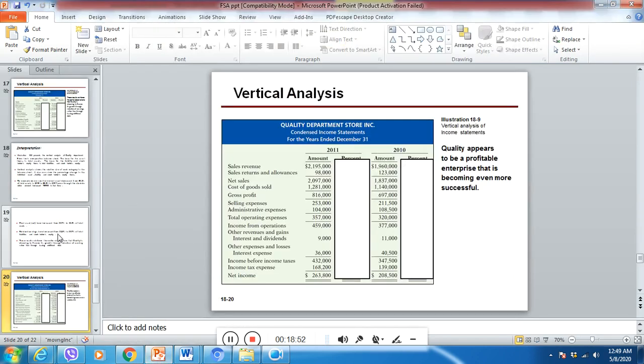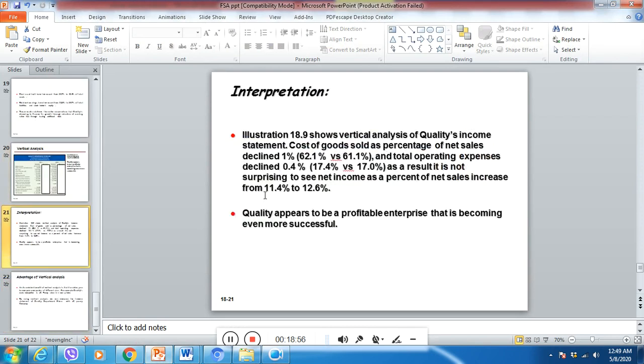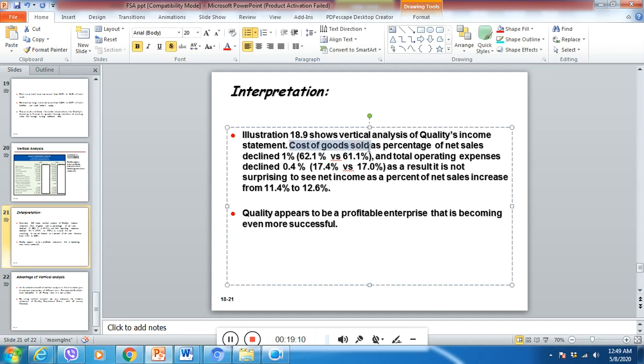If you go to slide number 21, this is the interpretation. This is illustration 18.9, which shows vertical analysis of the income statement, cost of goods sold as a percentage of net sales. This is the cost of goods sold as compared to the base amount. COGS as a percentage of net sales declined 1%. See, COGS means the expense. We will see the expense declined 1%.